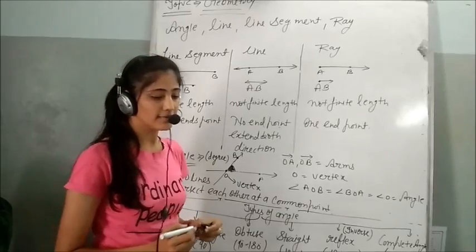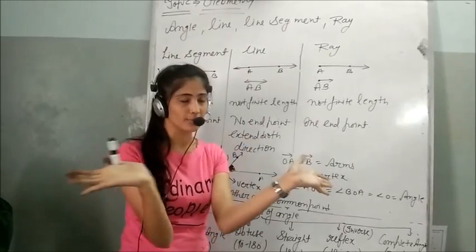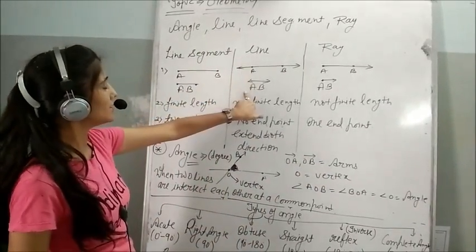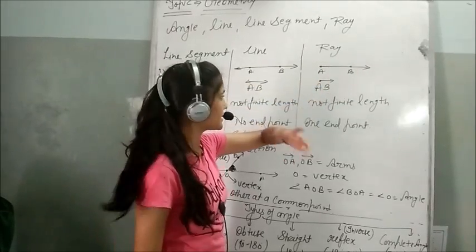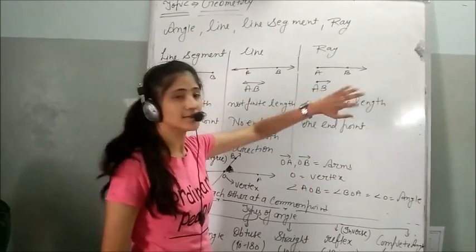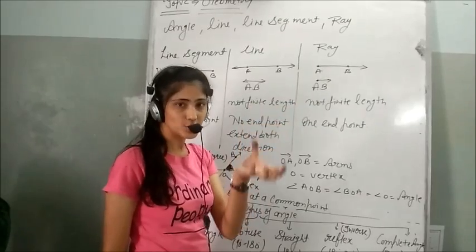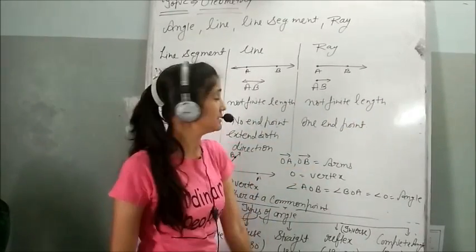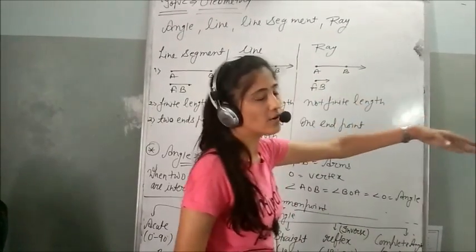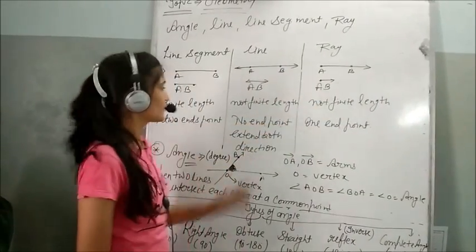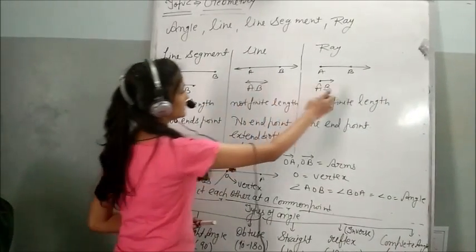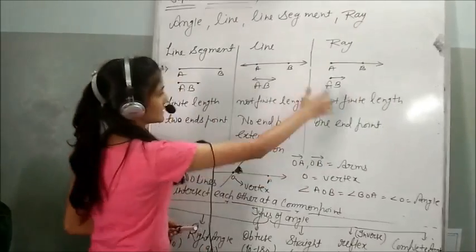A line goes continuously in both directions, and that is called a line. For a ray, a good example is the sun. The sun is the starting point and its rays extend in all directions. That is called a ray. So we represent lines, rays and line segments in this manner.